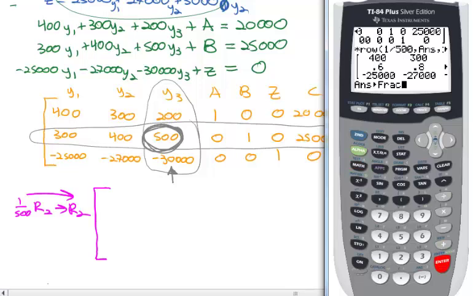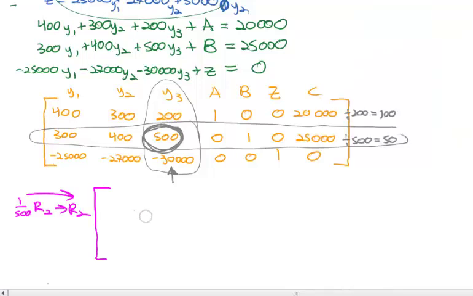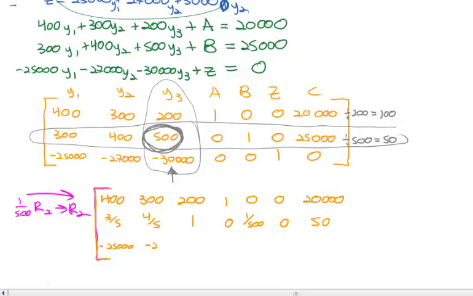And if we hit math to make everything a fraction, we get these values. So that matrix now is 400, 300, 200, 1, 0, 0, 20,000, 3/5, 4/5, 1, 0, 1 over 500, 0, 50, negative 25,000, negative 27,000, negative 30,000, 0, 0, 1, 0.